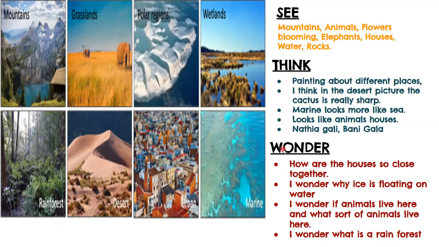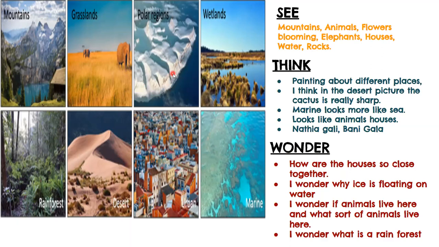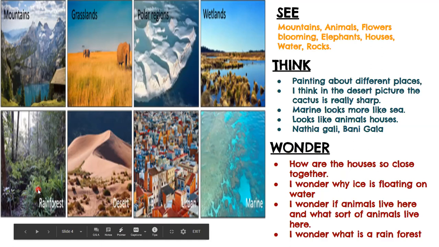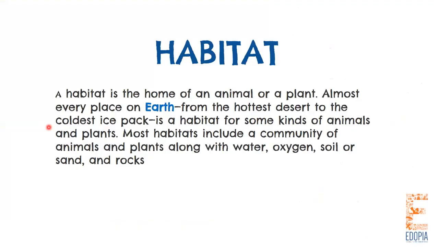And then they were asked, do any questions come to their mind when they look at these pictures? Do they wonder anything? So they asked how the houses are so close together. And why is ice floating in this water? Why is there water and ice floating in the middle? They also wondered what sort of animals live in all these areas. And also, what exactly is a rainforest, which we told them is a place where it rains very frequently. That is why there are so many different types of plantations. So this was basically an introduction to get them to think about the topic, which is habitat.